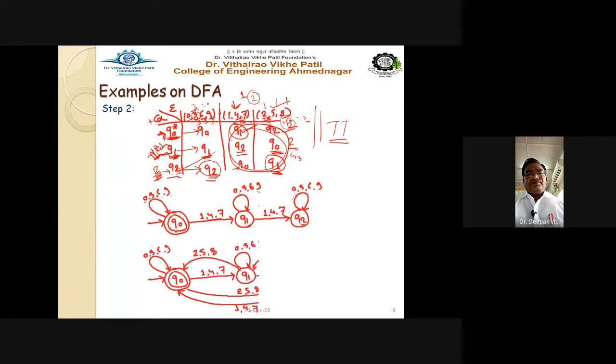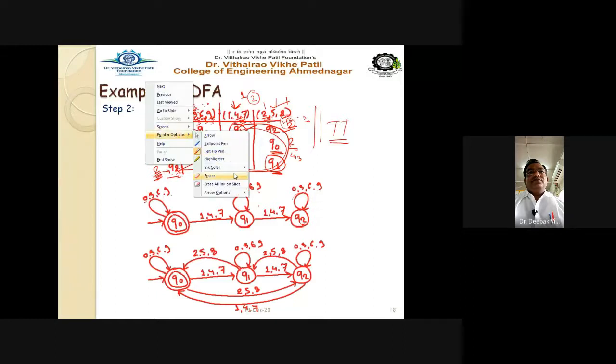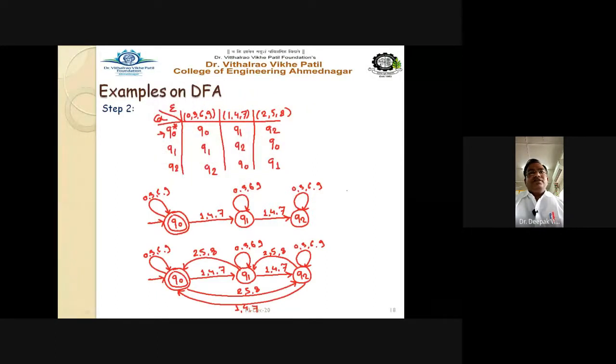So see here, these are the remaining steps in the transition diagram. Okay, we'll go to the next.